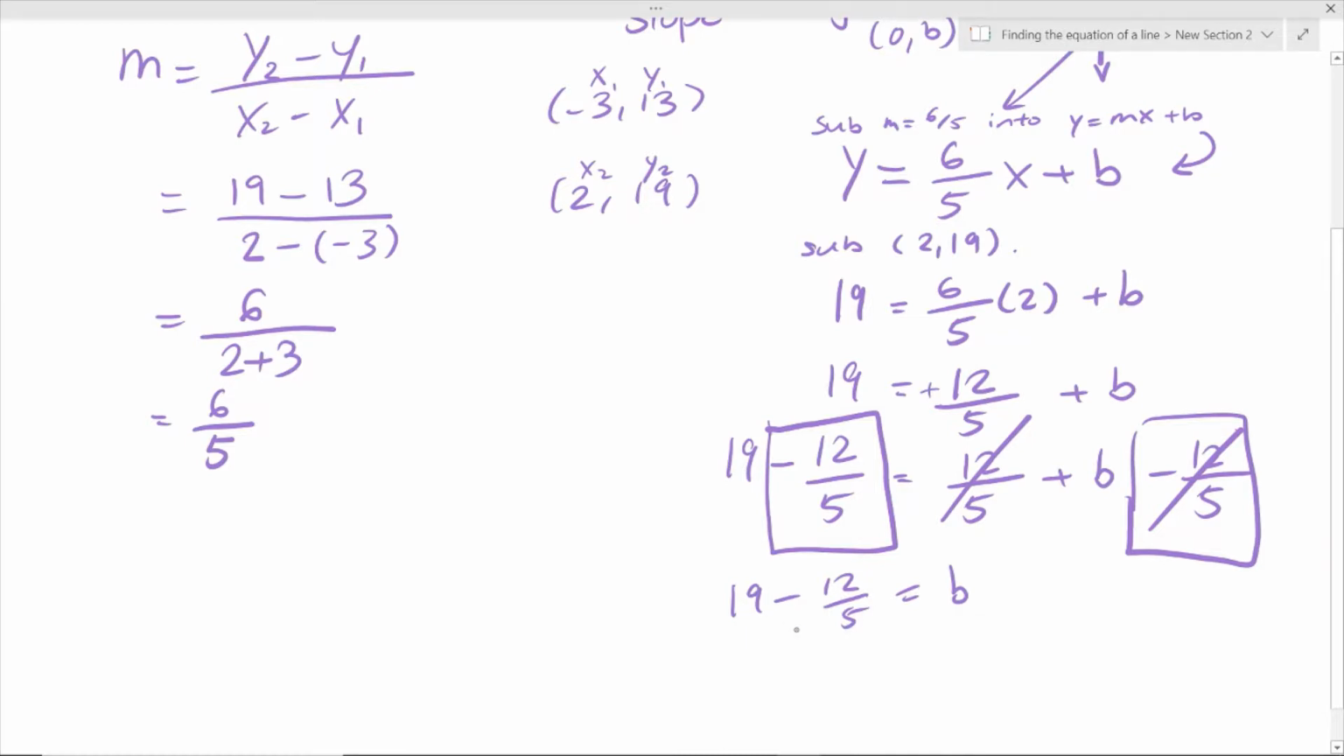Now we have to find a common denominator to subtract these fractions. So this is basically 19 over 1. 19 over 1 is the same as 19, so we're going to multiply the top and bottom by 5 to get the same denominator of 5. So 5 times 19 is 95, and 5 times 1 is 5, and then it says minus 12 over 5 is equal to b.